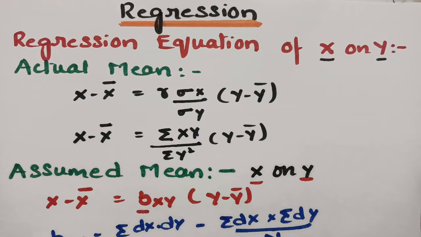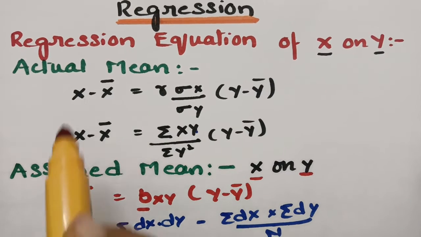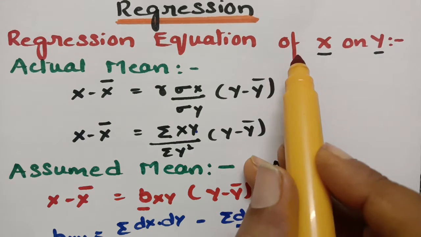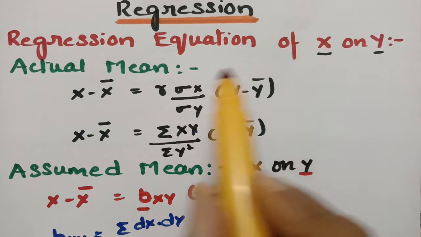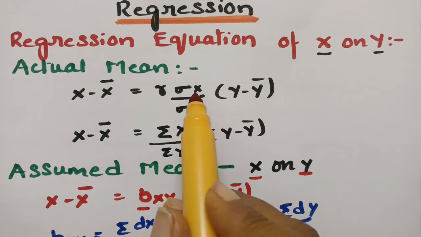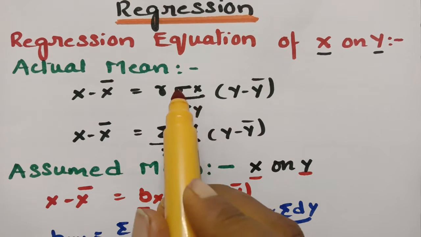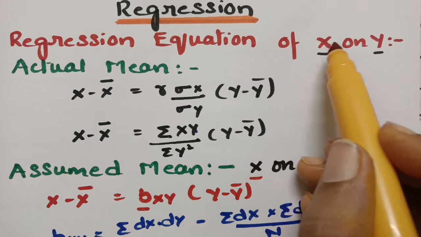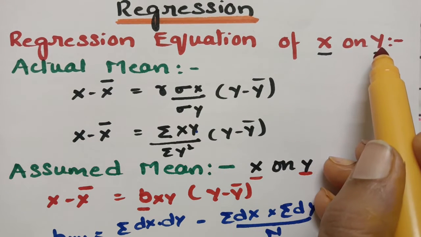So today's video is on regressions. Actually, there are two regression equations, that is x on y and y on x. These formulae are so simple to remember. The first one uses the actual mean and the next one uses an assumed mean. This is the regression equation of x on y. We start with x: x minus x bar is equal to r of x on y, sigma x by sigma y, into y minus y bar. So we start with x and we end up with y.